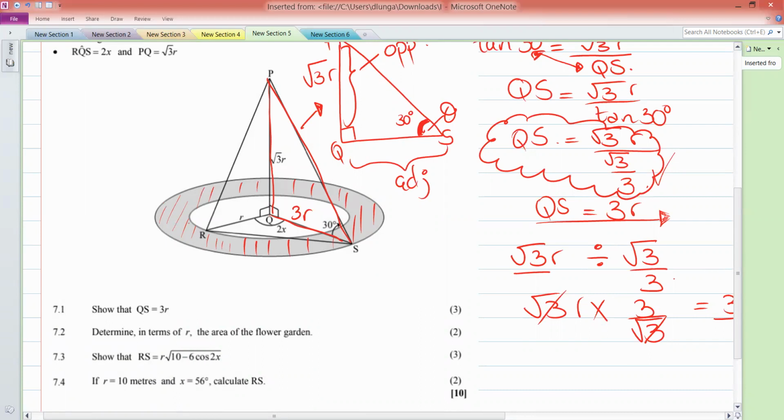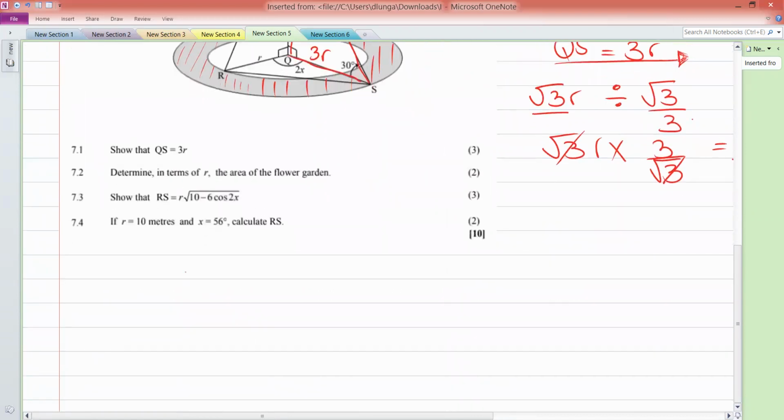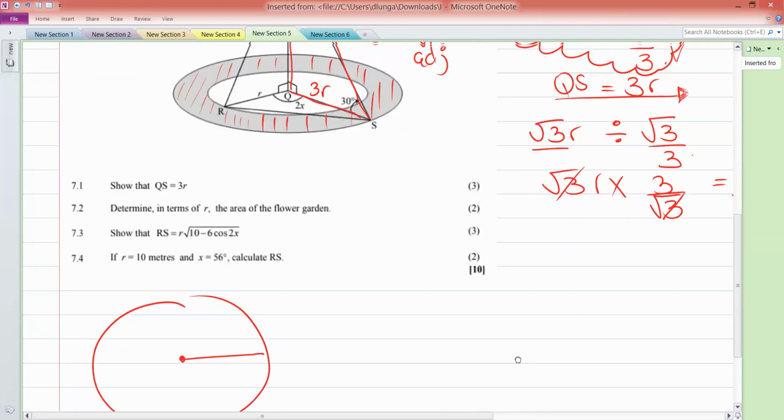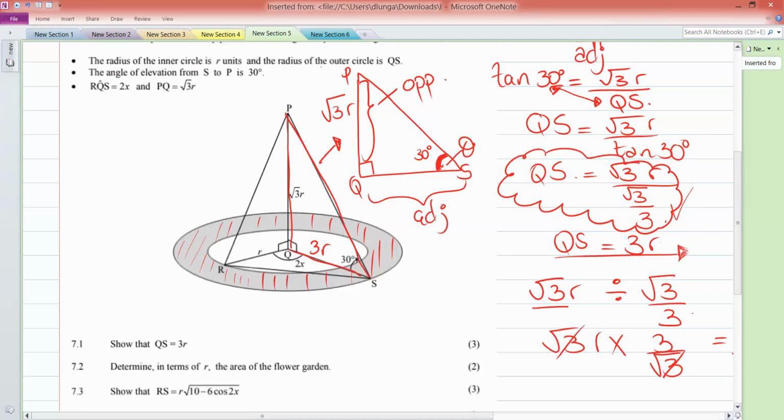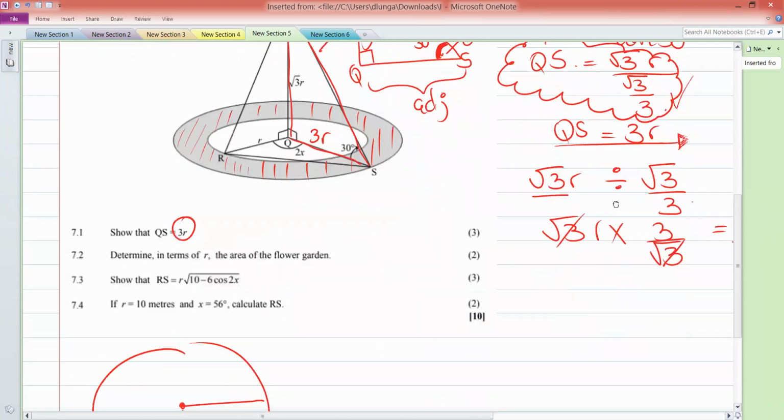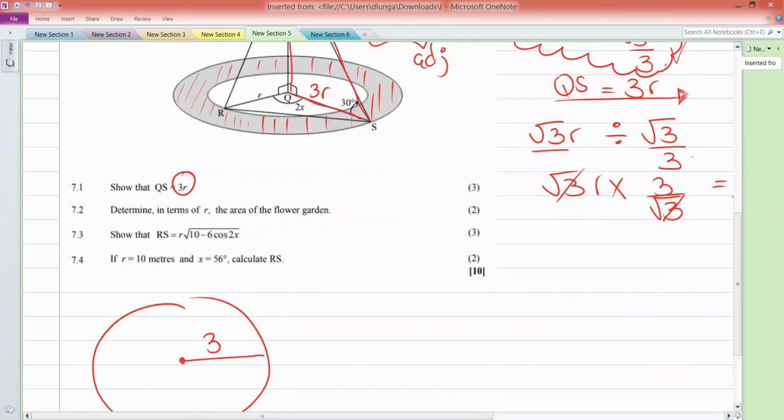So you actually have a big circle, okay? What is the radius of the bigger circle? Now, if we go back here, the radius of the outer circle is QS. But remember, we just worked out that QS is equal to 3R. So the radius of the bigger circle is 3R. Then the radius of the smaller circle is just R.